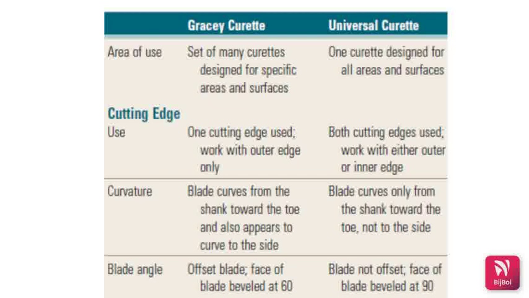The blade angle is an offset angle in the case of the Gracey curette, that is, the face of the blade is beveled at 60 degrees to the shank, whereas in the universal curette, the face of the blade is beveled at 90 degrees.